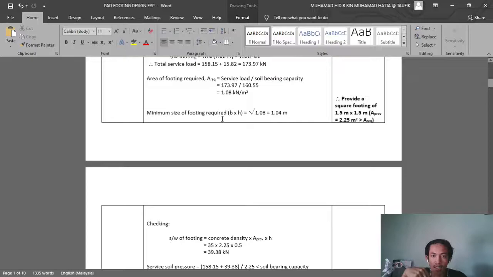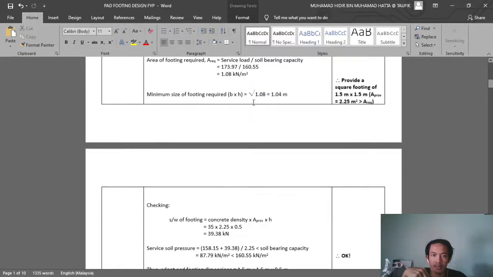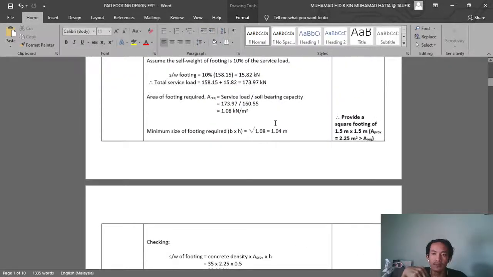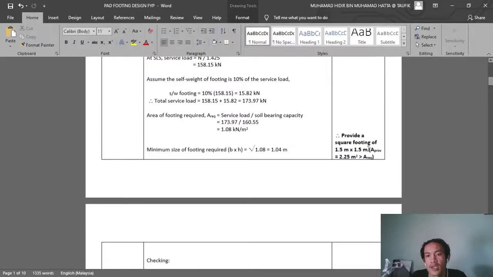Then we need to square root this value. We got 1.04 meter, and then we provide a 1.5 times 1.5 meter square footing. The area provided is 2.25. We multiply these two values, and it is much larger than the area required. The area required is this.